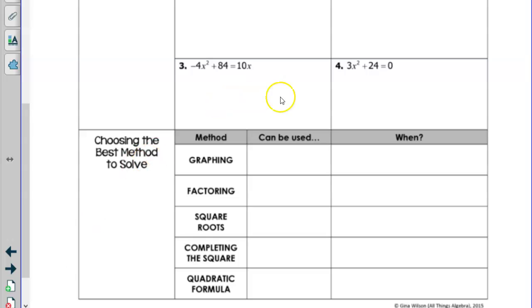Alright, if I remember right, we left off right here with choosing the best method to solve. Yes. And that's what I want you guys to be able to look at and determine and decide what is my best method. So we're going to go through and look at what is the benefit of each of them.